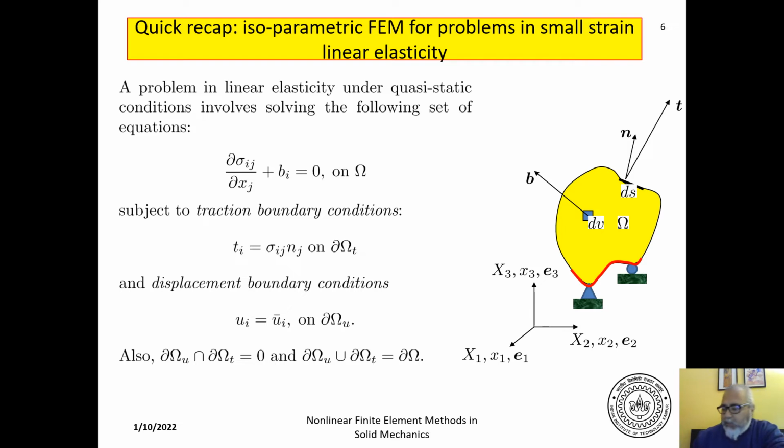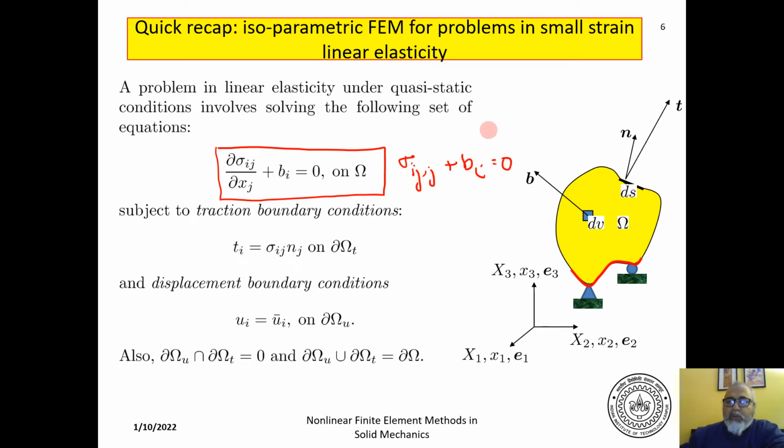The first equation that we have encountered in our finite element courses, and indeed in courses on elasticity, is the equilibrium equation. This equilibrium equation in terms of stress is also written as sigma ij comma j plus bi equal to 0, where bi is the body force, volumetric body force, which is force per unit volume.